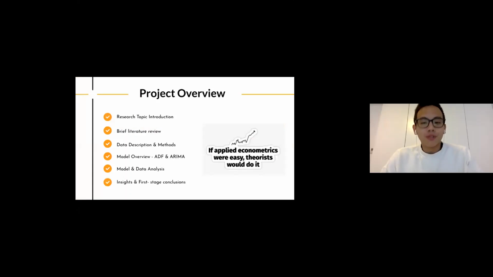Moving on to our project overview, we'll start off with our research topic, some brief literature review, the model we're going to use, some data description, data analysis, and of course, final stage conclusions.